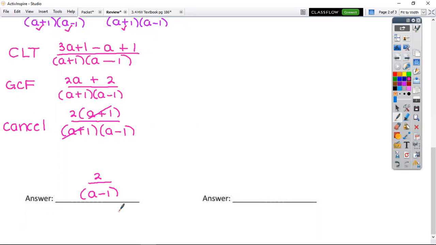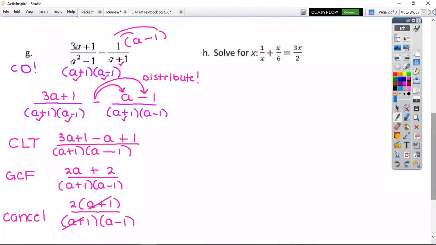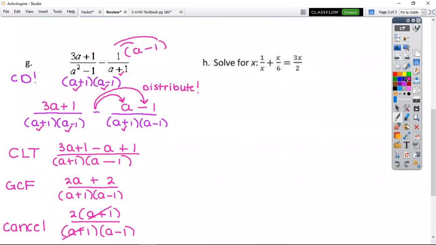Everyone comfortable with that distribution of the negative? Okay. Again, I saw a lot of errors with that yesterday, which doesn't surprise me. It does tend to get overlooked sometimes, but that one definitely makes you look over tonight. That gets left off a lot.